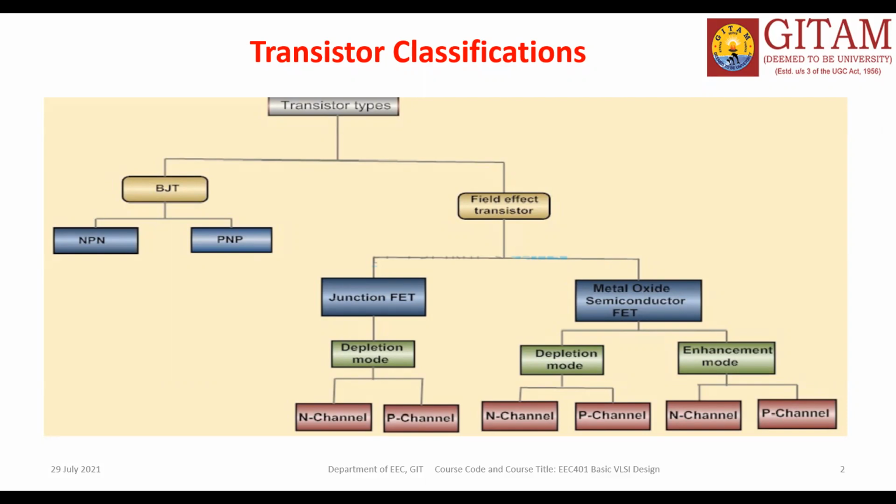Transistors are generally broadly classified into two types. One is the bipolar junction transistor. The next one is the field effect transistor. Since the bipolar junction transistor has a high power consumption, we focus on field effect transistors. Here also we can see the junction field effect transistor, JFET. Another one is the MOSFET. On the right-hand side you can see the metal oxide semiconductor FET, also called MOSFET.